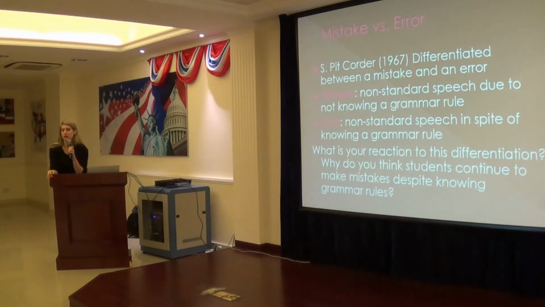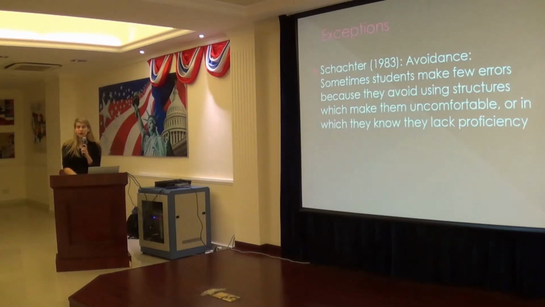Why do you think students can learn a rule and then continue to make mistakes even after they've learned the rule? Got it. Are we talking to you or one another? To each other. Also, some students just avoid structures they know they can't use. So that means some students will make fewer mistakes because they just avoid using something they're not comfortable using.